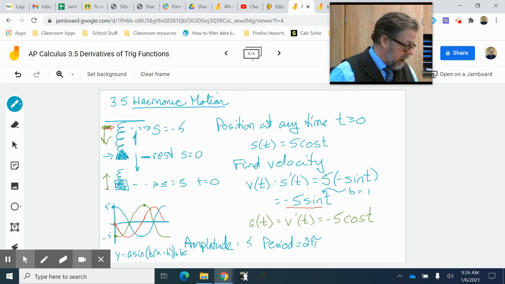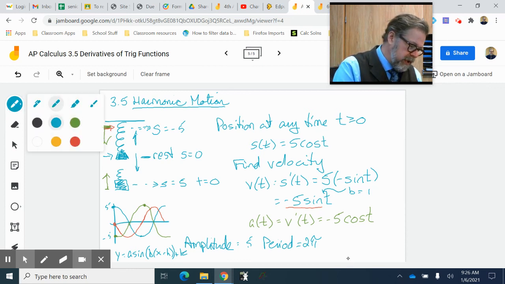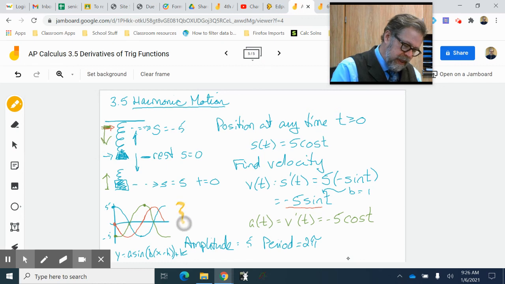Speed, obviously, is the absolute value of velocity. I'm not going to write down all the possibilities, but there's a lot of things you can think about here, especially if you create all these graphs and then think to yourself, okay, where's my maximum velocity? Well, that's up here. Where's my maximum speed? Here and here, et cetera, et cetera.